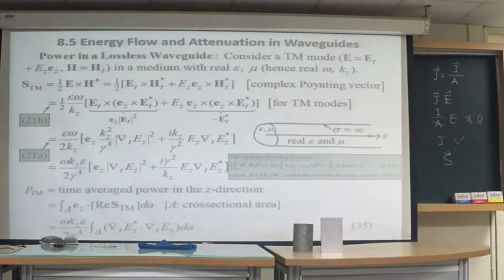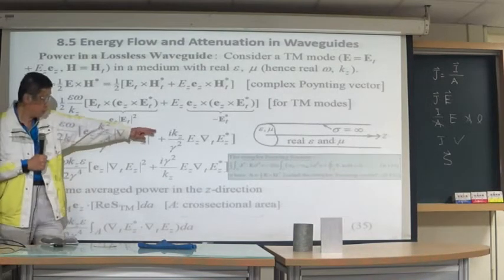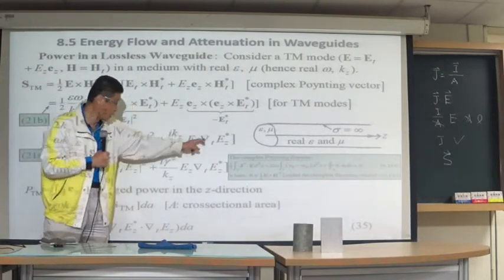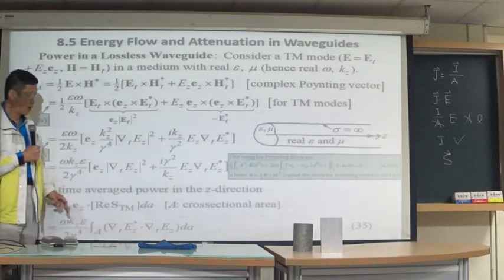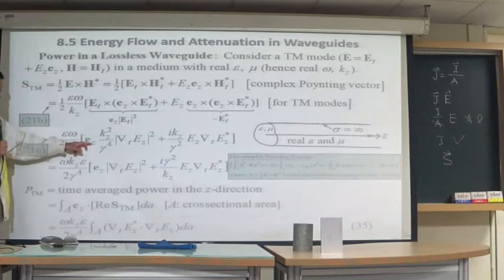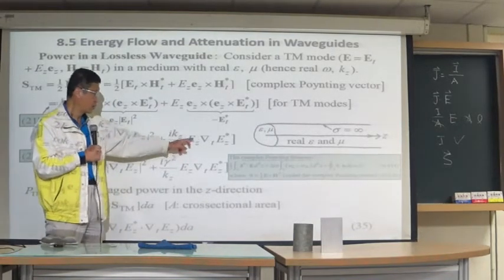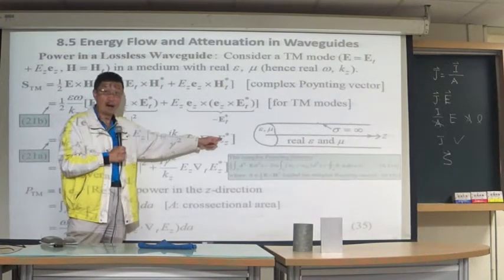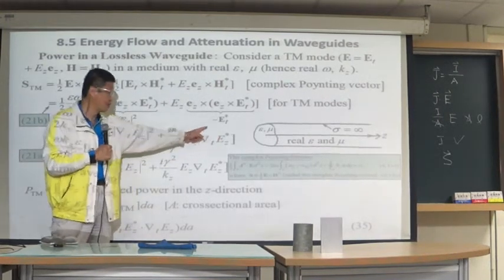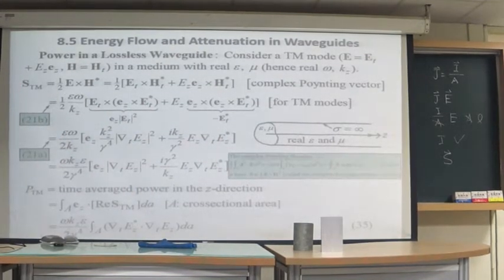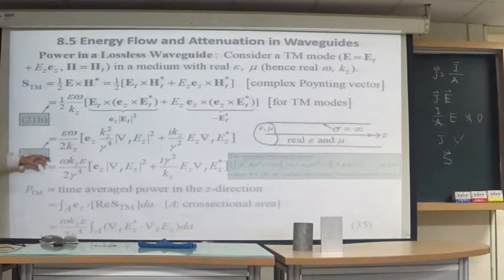And this time we can simplify this notation, because when we substitute this one into here, this one. Don't worry, this is a vector, EZ. This is a vector. Gradient operates on EZ, so this is a vector. Vector, of course. So we can simplify the notation.